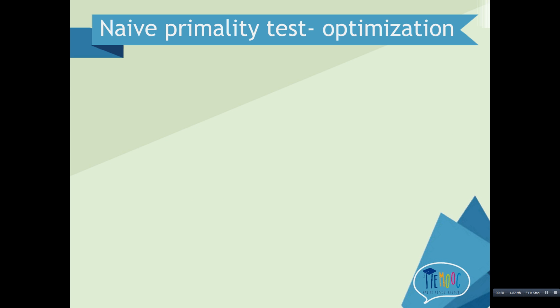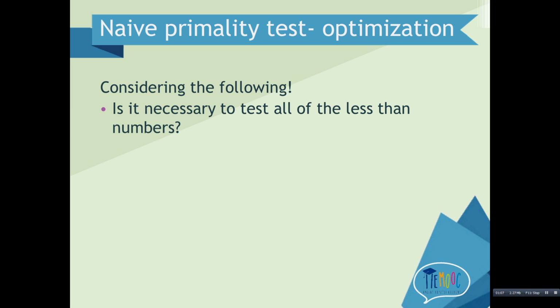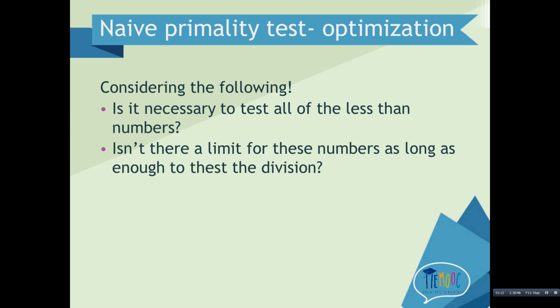Because of this, we can do some preparing on the algorithm. Do we need to iterate through all of the numbers which are smaller than the investigated one? Can we not find a smaller boundary?